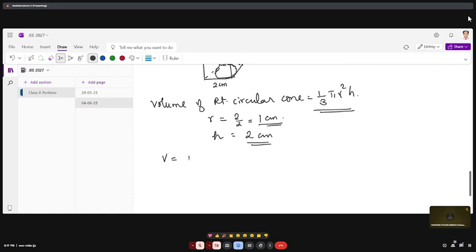V equal to 1 by 3 pi r square h. 1 by 3 pi r square. So what are you getting? 2 pi by 3. The option given is 2 pi by 3 centimeter cube. Good.